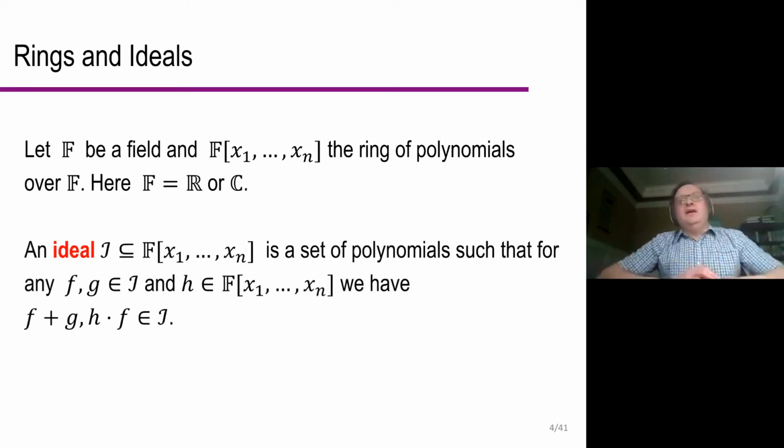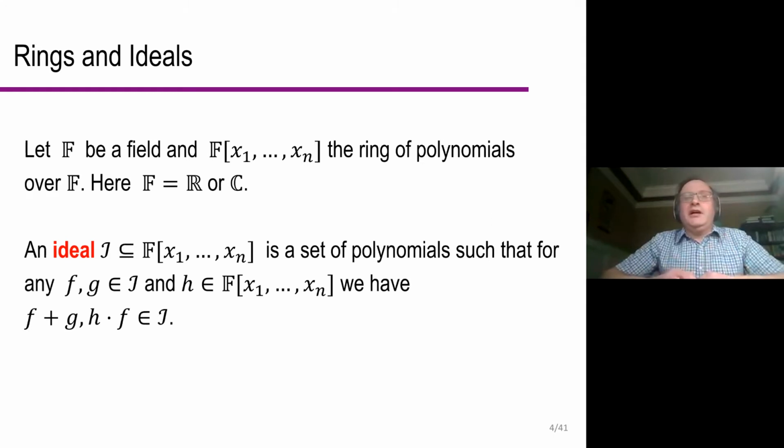Okay. An ideal in this ring is just a general abstract definition of ideal. In this case, it's going to be a set of polynomials that is closed under addition. So if I have two polynomials that belong to the ideal, their sum must belong to the ideal. And also it's closed under multiplication by any polynomial. So if I take a polynomial from the ideal and multiply it by any polynomial, I should have a polynomial from the ideal again.